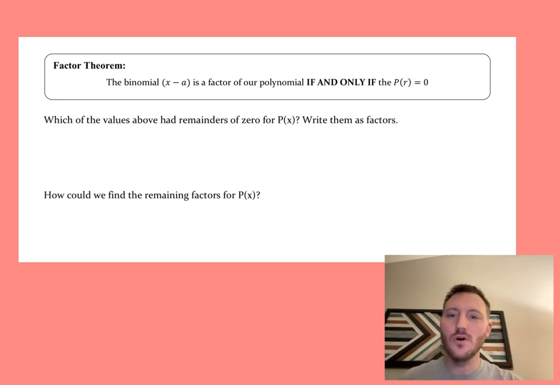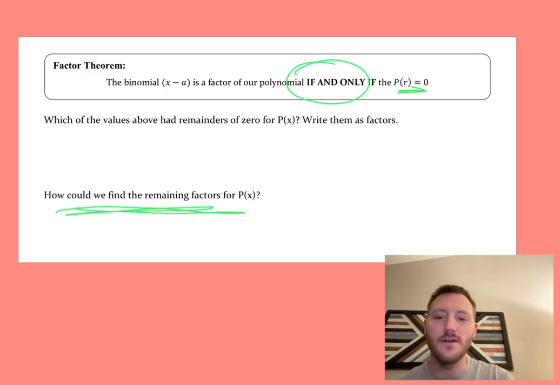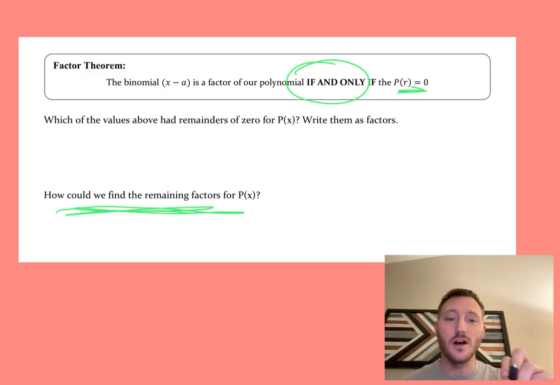So this next part here says factor theorem. The binomial x minus a is a factor if and only if that remainder is 0. So which of those values above had those remainders of 0? That's what we talked about. We found those two. The question is how could we find those remaining factors? That's what we're going to talk about just after this page.